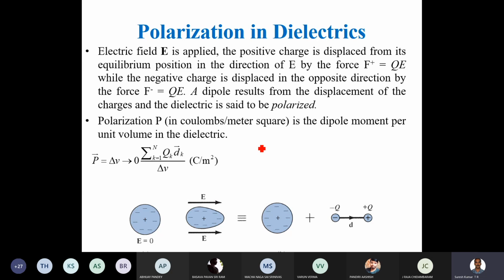This is a topic you all already know, that is the polarization in a dielectric. You consider a dielectric medium with positive charges at the center and the electron cloud around. If no electric field is applied, this will be the state. And if you apply an electric field, assume this is the external field applied.